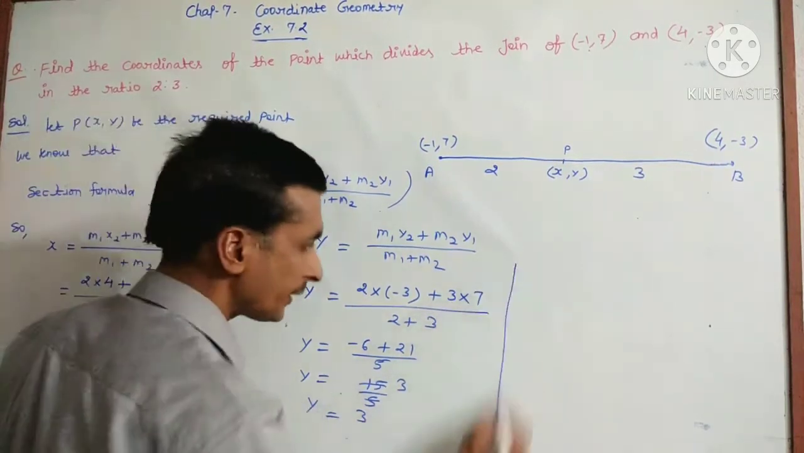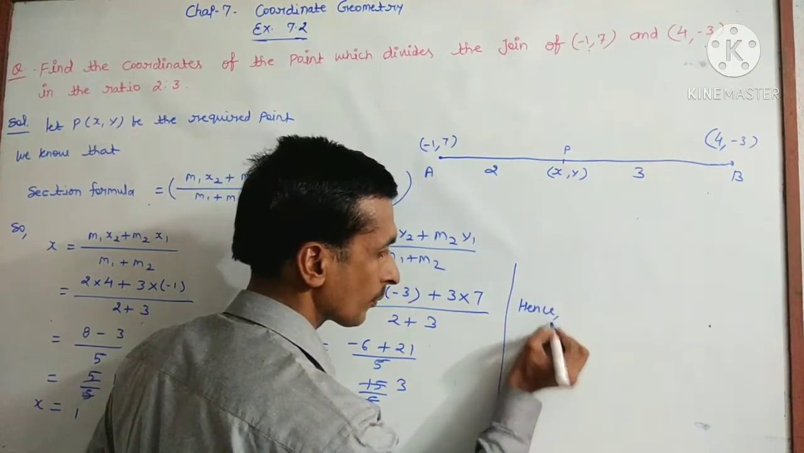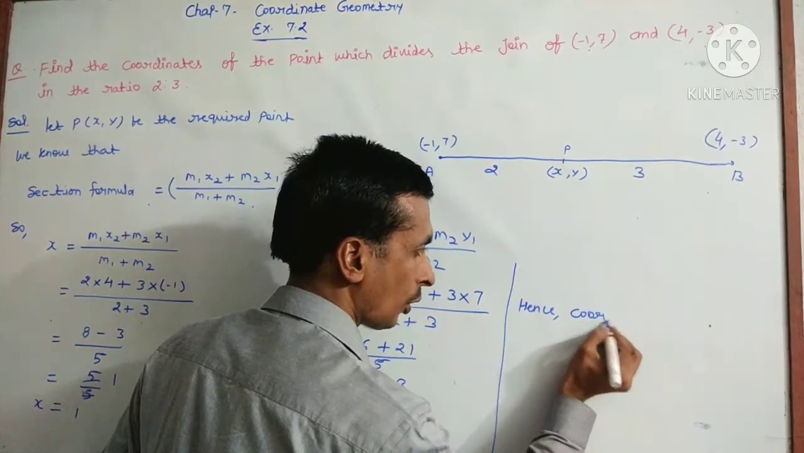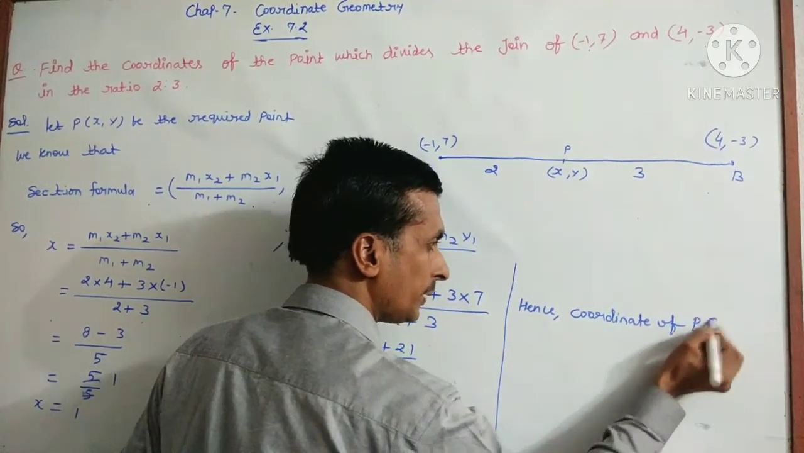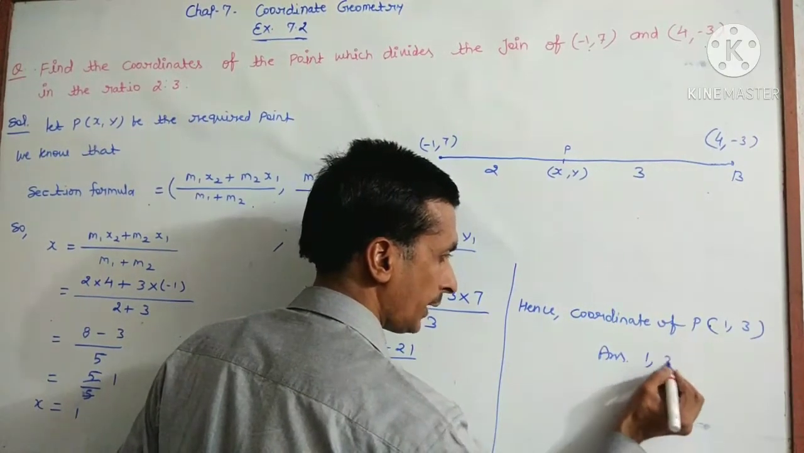So your answer is, hence, coordinate of P is (1, 3). So that is your answer, 1 and 3.